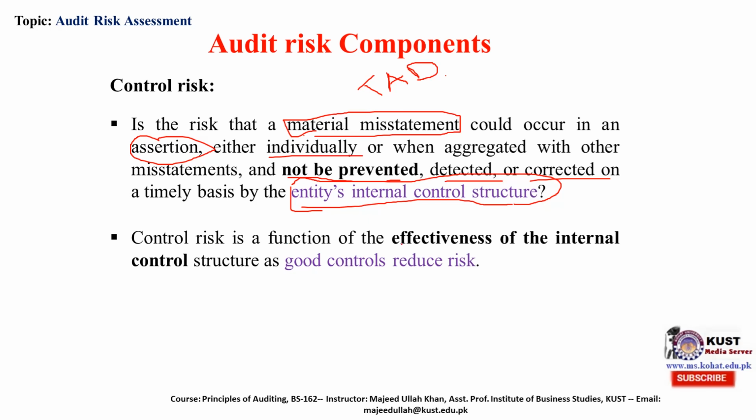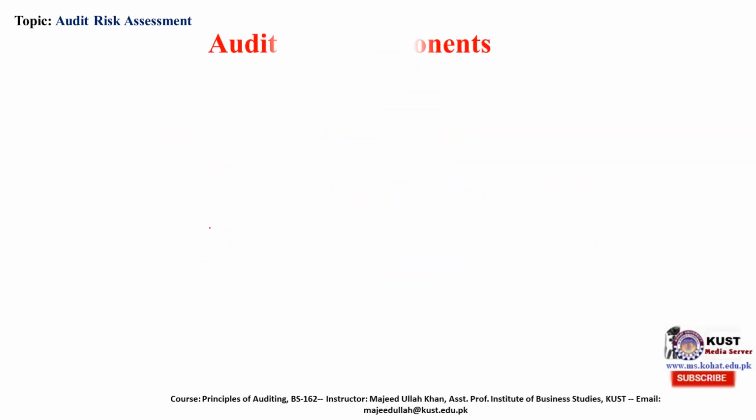So control risk is a function of the effectiveness of the internal control structure. If the internal control structure is effective, it would reduce the control risk. So good control reduces the control risk. The effectiveness of internal control may be applied by the management or the entities or those charged with governance in order to reduce the control risk.